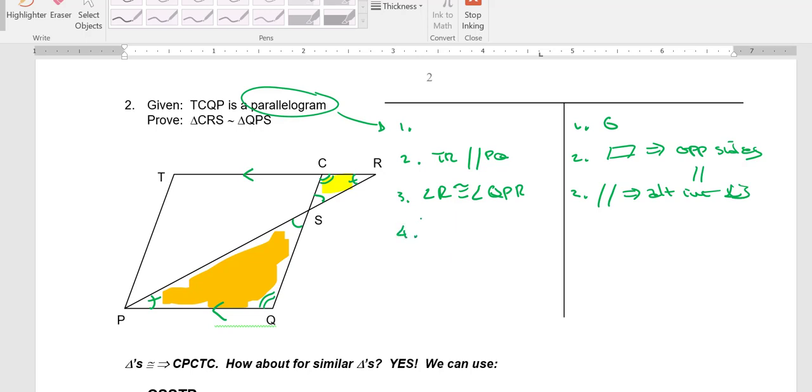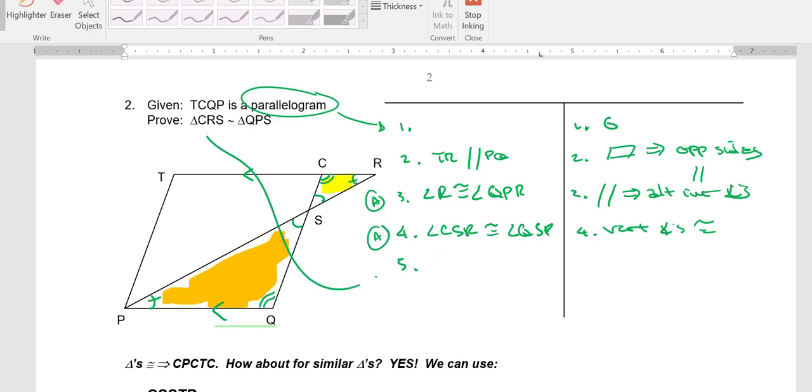And then step 4, I can say that angle CSR is congruent to angle QSP because vertical angles are congruent. And that gives me an A here and an A here, so I got angle-angle similarity. So I can say that these triangles are similar by AA similarity from steps 3 and 4.